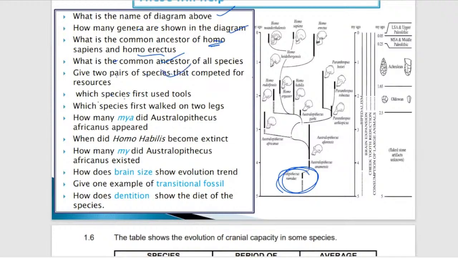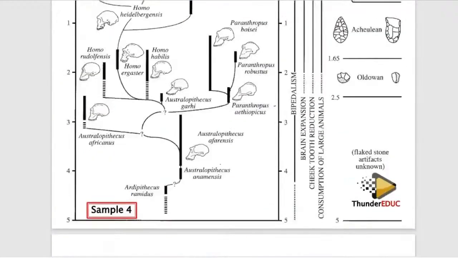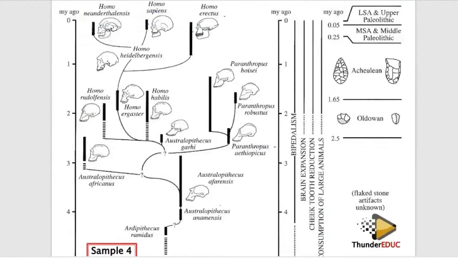Okay. Which species first used tools? Guys, this question depends on the question they have asked you. The species which first used tools is Homo habilis. But if they give you a diagram and then they show you where the tools are, these are the species, and the tools are here. So it's 2.5 million years ago. This is 2.5 million years ago. So which species first used tools?